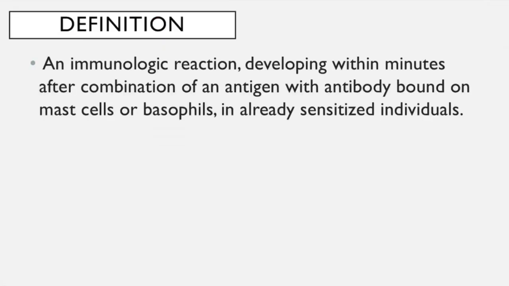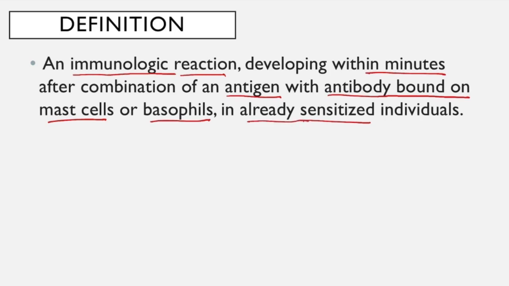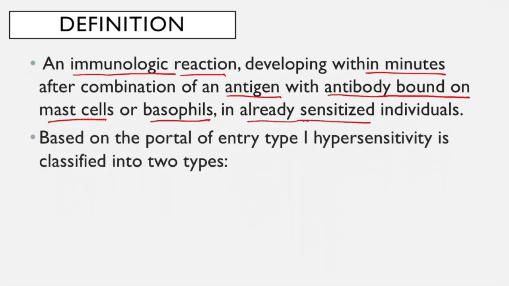The type 1 hypersensitivity reaction is an immunologic reaction developed within minutes after combination of an antigen with antibody bound on mast cells and basophils in an already sensitized individual. Based on the portal of entry, type 1 hypersensitivity is classified into two types. They are local and systemic type.